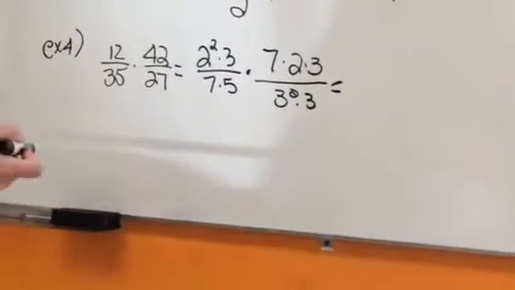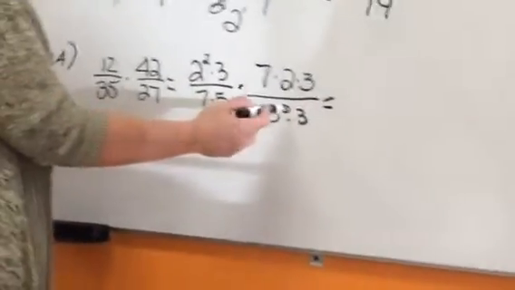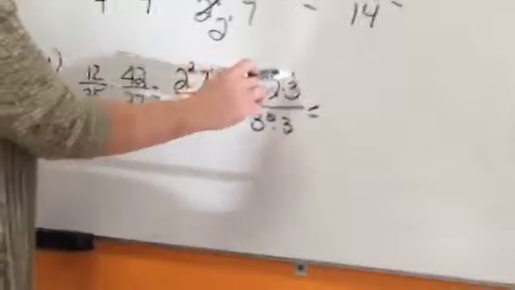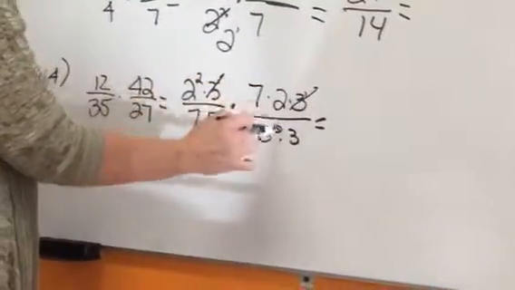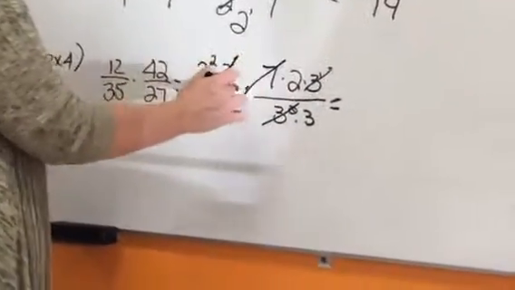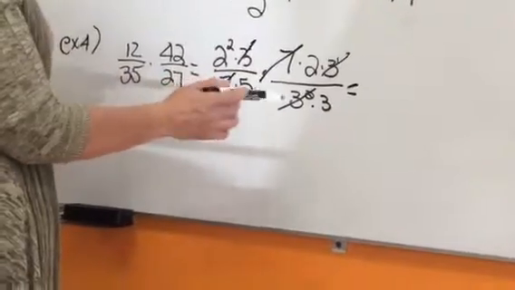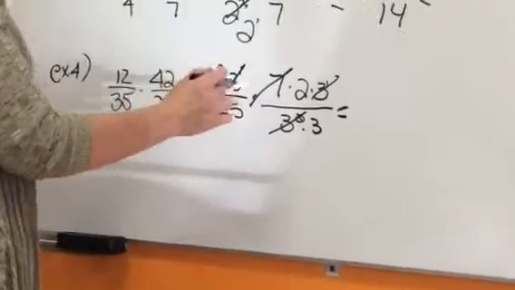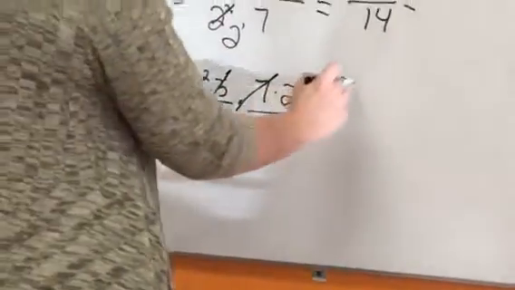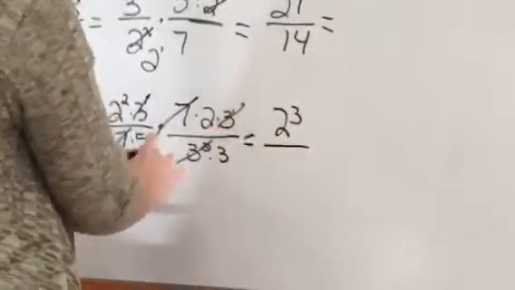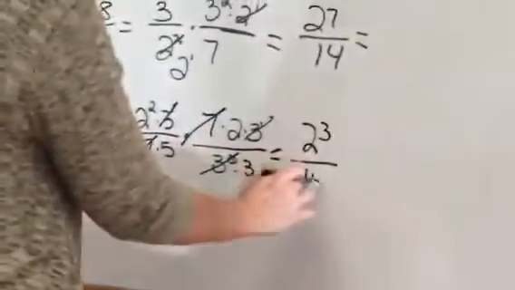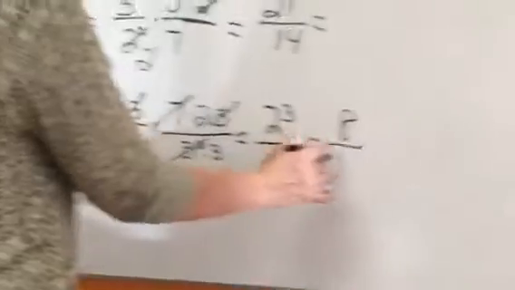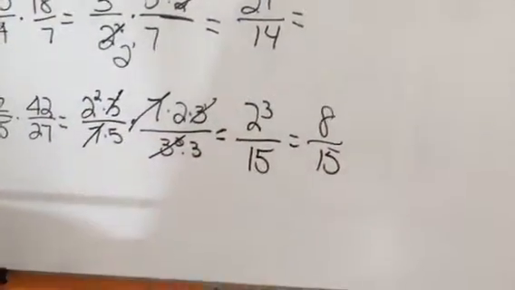Now let's see what I can break down here. I have a 3 squared, and I have 2 3's up here. So that's like saying 3 squared, so I can break those down. I can break this 7. Anything else? I don't think so. So what do I have left? 2 squared times 2, which is 2 cubed, over 5 times 3, which is 15, so you get 8/15 as your answer. You shouldn't have to reduce if you do it this way.